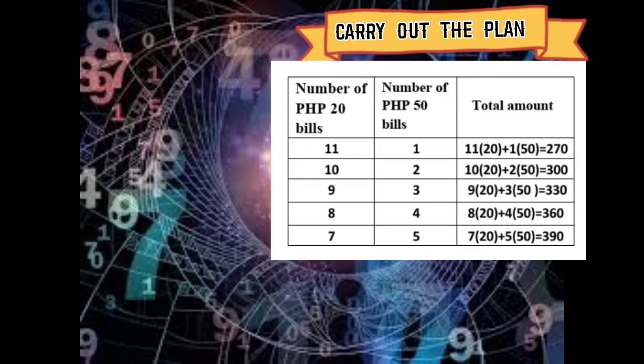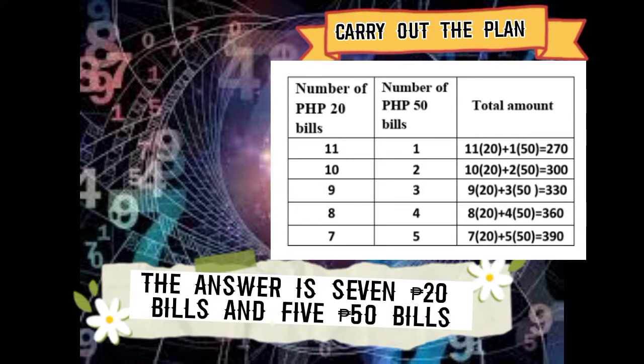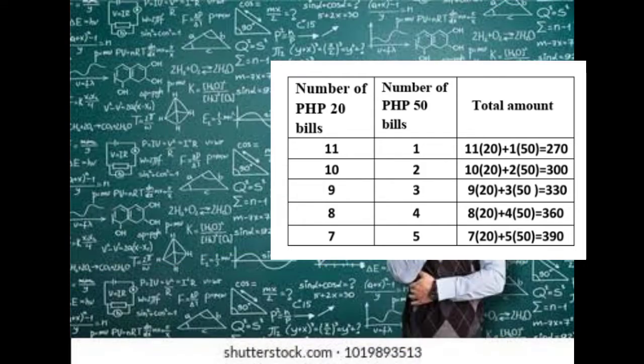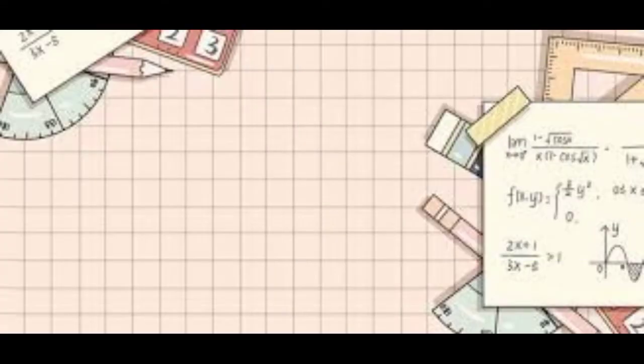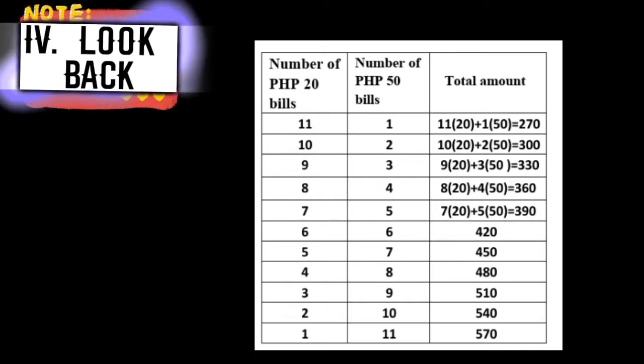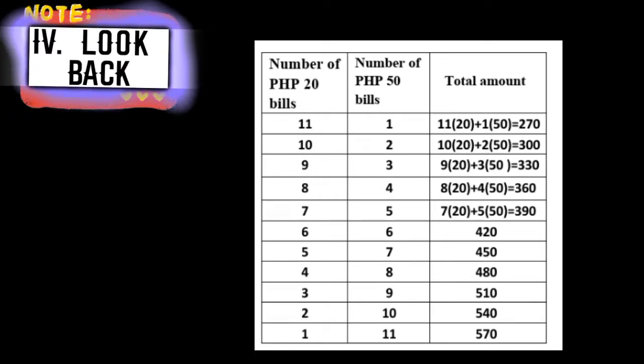So we find out that the answer to this problem is that Angel received 7 20 pesos bills and 5 50 pesos bills. So the last step, we need to look back. The answer is reasonable as it generates the desired amount of 390 pesos. To check if this is the only solution, we need to complete the table.